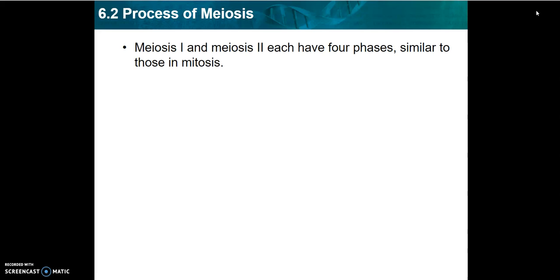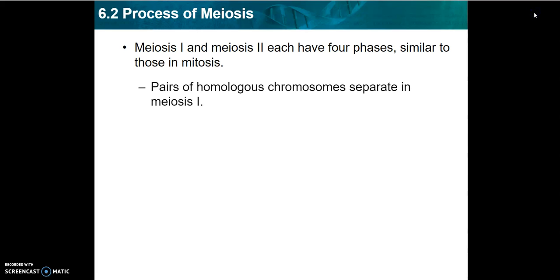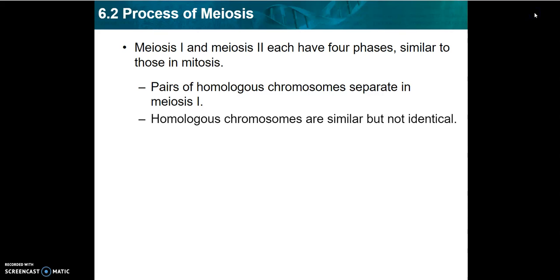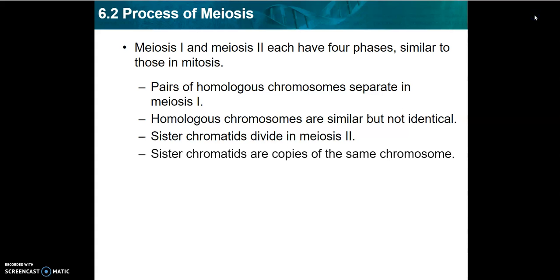Meiosis 1 and meiosis 2 each have 4 phases, very similar to those that are found in mitosis. Pairs of homologous chromosomes will separate in meiosis 1. Homologous chromosomes are similar, but not identical. Sister chromatids divide in meiosis 2. Those sister chromatids are copies of the same chromosome.